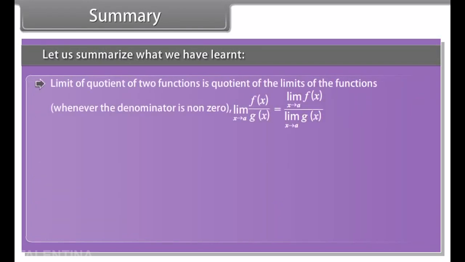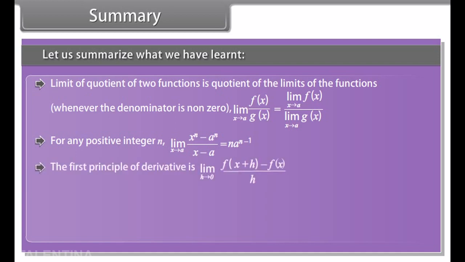Limit of quotient of two functions is quotient of the limits of the functions whenever the denominator is non-zero. Limit x tends to a of f of x by g of x is equal to limit x tends to a of f of x by limit x tends to a of g of x. For any positive integer n, limit x tends to a of the difference between x raised to the power n and a raised to the power n by the difference between x and a is equal to n multiplied by a raised to the power n minus 1.